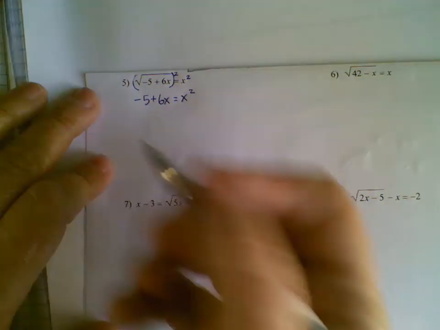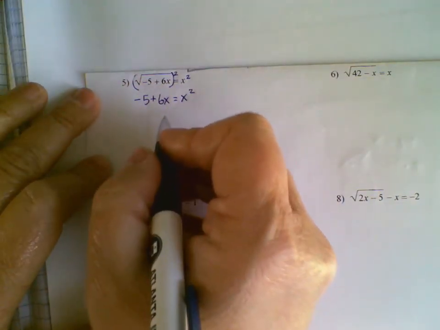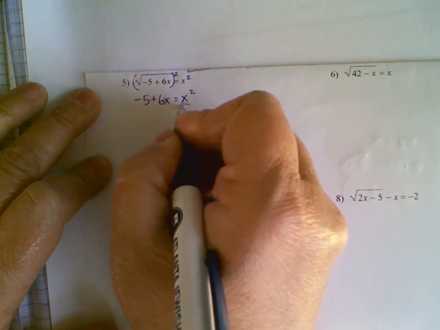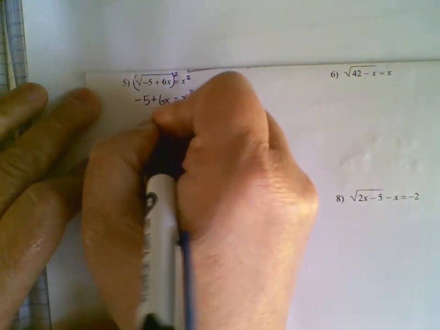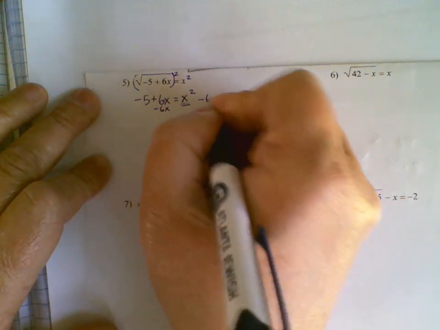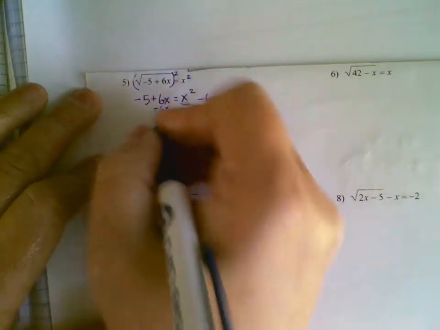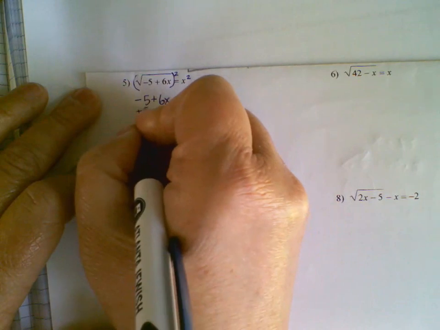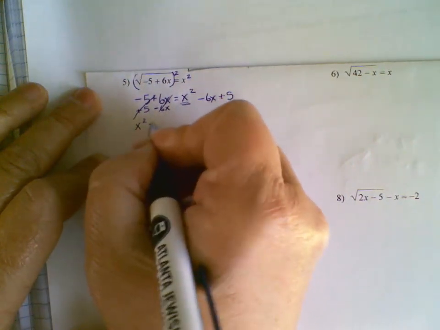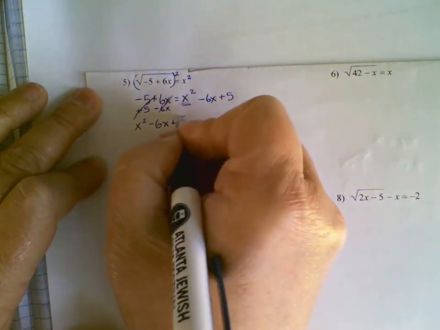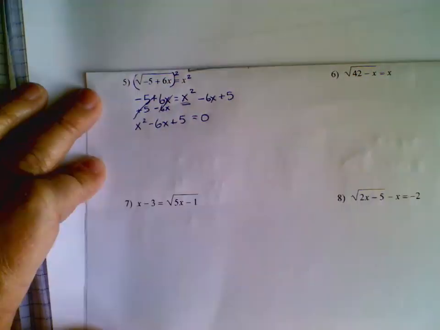All right. For quadratics, we want to move everything to one side of the equation, and we always want to move it towards the quadratic, so that first term is positive. So I'm going to move everything else over. So I subtract a 6x, and I add a 5. All right, so all of this cancels. So basically I have x squared minus 6x plus 5 equals 0.